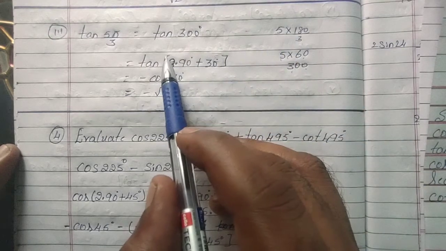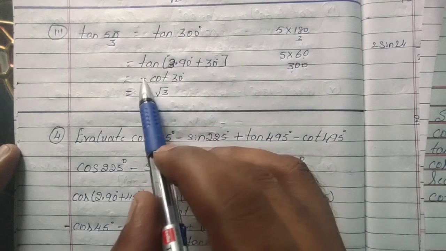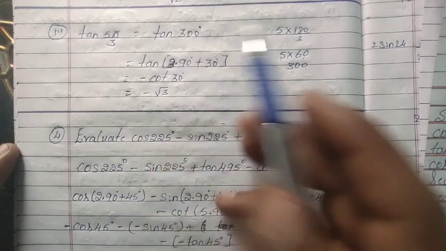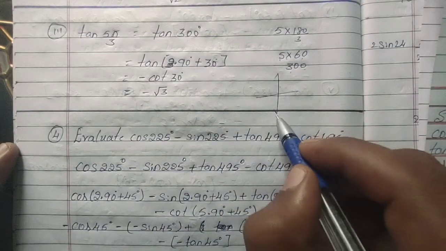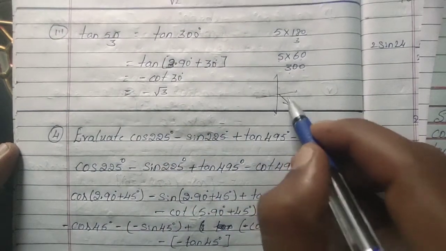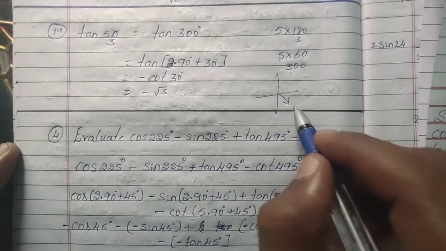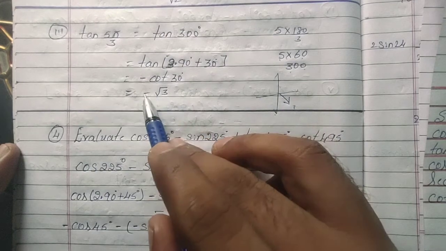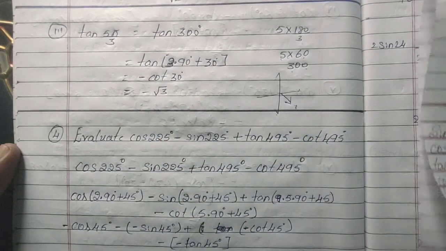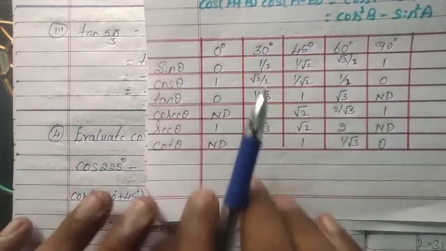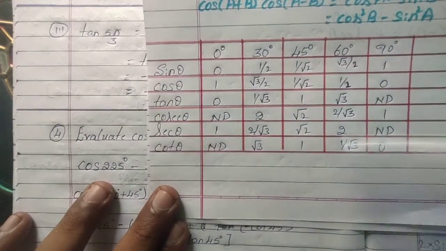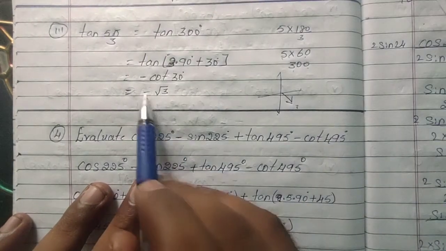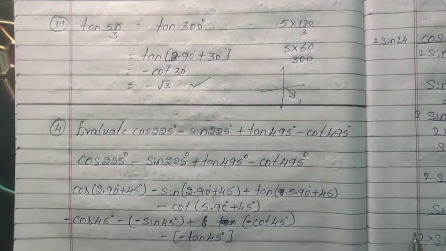Now we should take the result sign. Look at this angle 300. It comes above 270, below 360, in the fourth quadrant. In the fourth quadrant, tan is what? Negative. So my result is negative. Cot 30, what is cot 30 result? See here the table. Cot 30 is root 3. Therefore minus root 3 is my answer.